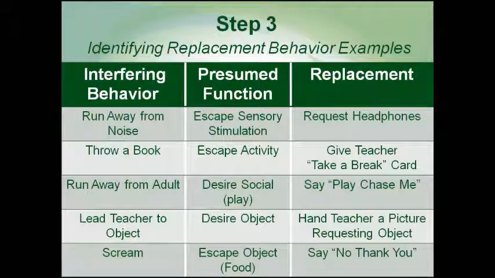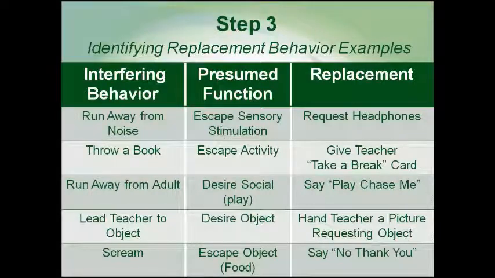All right, so let's move along. This is not necessarily going to be the function for any specific student, but I just wanted to run through how your thinking might look. So we have interfering behavior, presumed function, and replacement. One example might be the student who runs away from noise in our case study. They're escaping sensory stimulation, so the replacement behavior was to request headphones. I'm a big believer in showing multiple examples so people get the idea. That's the purpose of this.